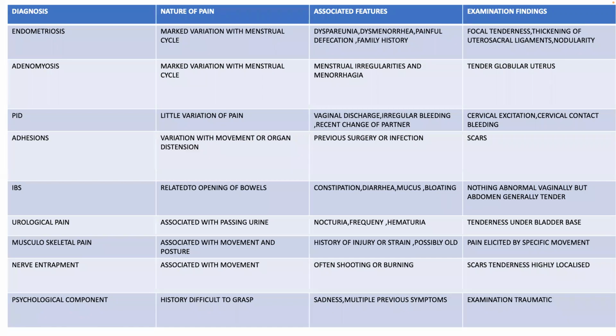In pelvic inflammatory disease, the variation of pain is mild. It is not associated with the period mostly. It is all the time there. There will be associated vaginal discharge, irregular bleeding, and any recent change of partner might be there. On examination, you will find cervical motion tenderness, the cervix may appear unhealthy, and there may be contact bleeding. If the patient is having pain due to adhesions, then there will be a history of previous surgeries or infections. Then irritable bowel syndrome, the pain will be related to the bowels. There can be a history of constipation, diarrhea, mucus, bloating, all these things. If urological pain is there, then it will be associated with your urine: nocturia, frequency, hematuria.